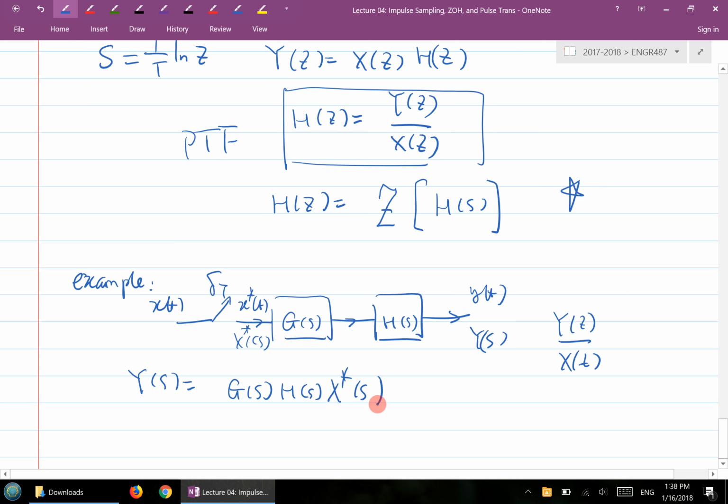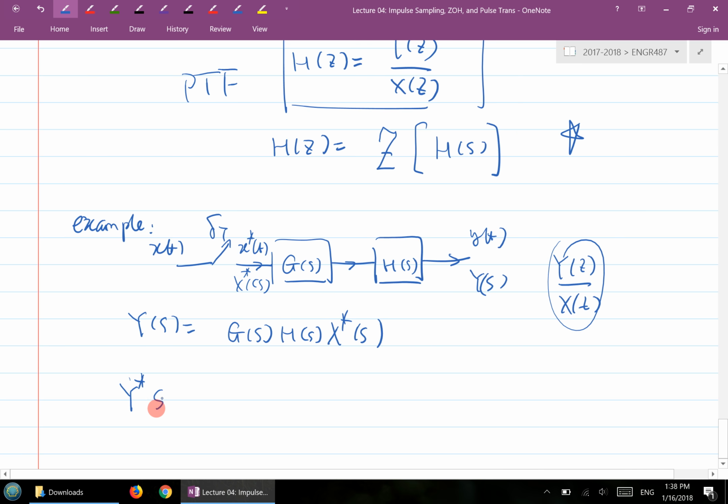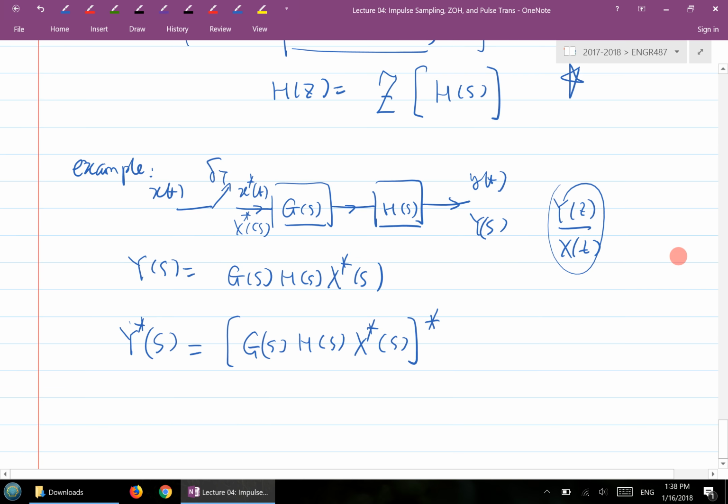Make sense? Now I want to obtain this, so I will apply the star Laplace transform operation to both sides of this equation. By applying this, this is what's going to happen on the right side. It's like you're taking a derivative on the right side, but in this case you're taking a star Laplace transform.